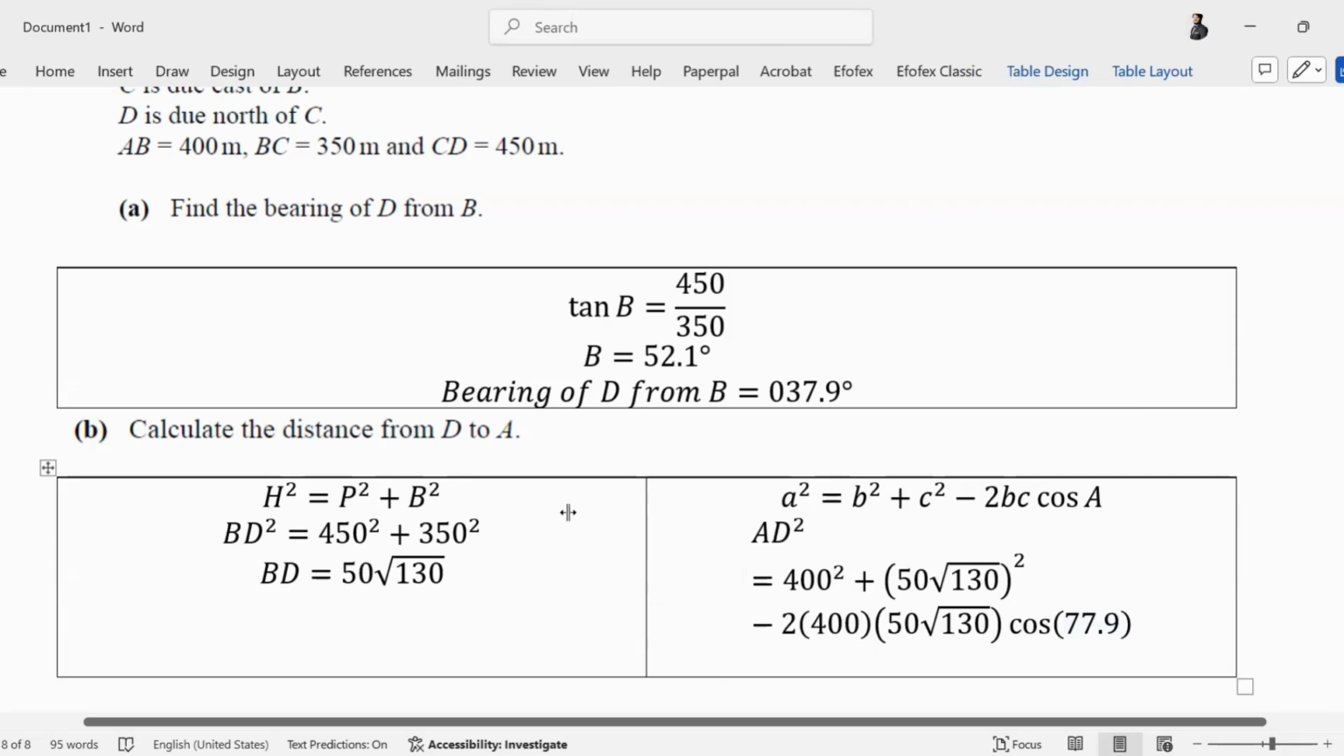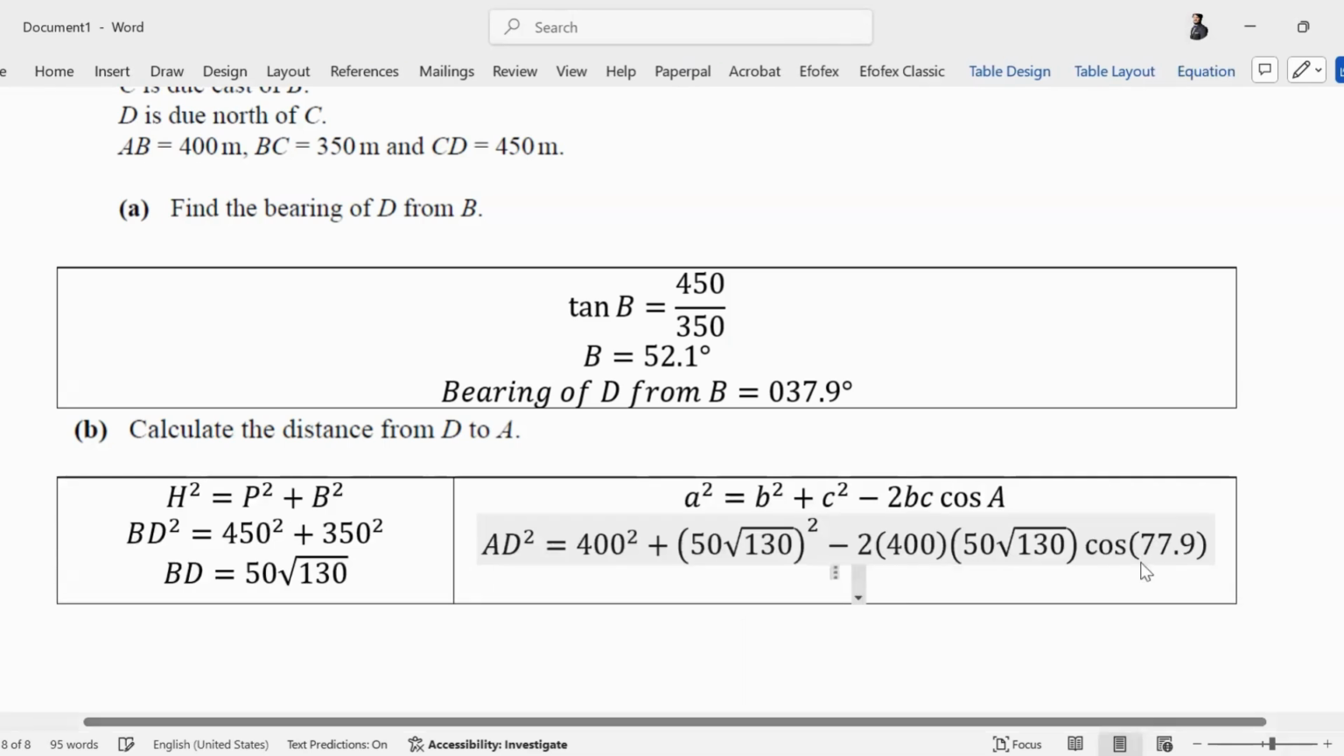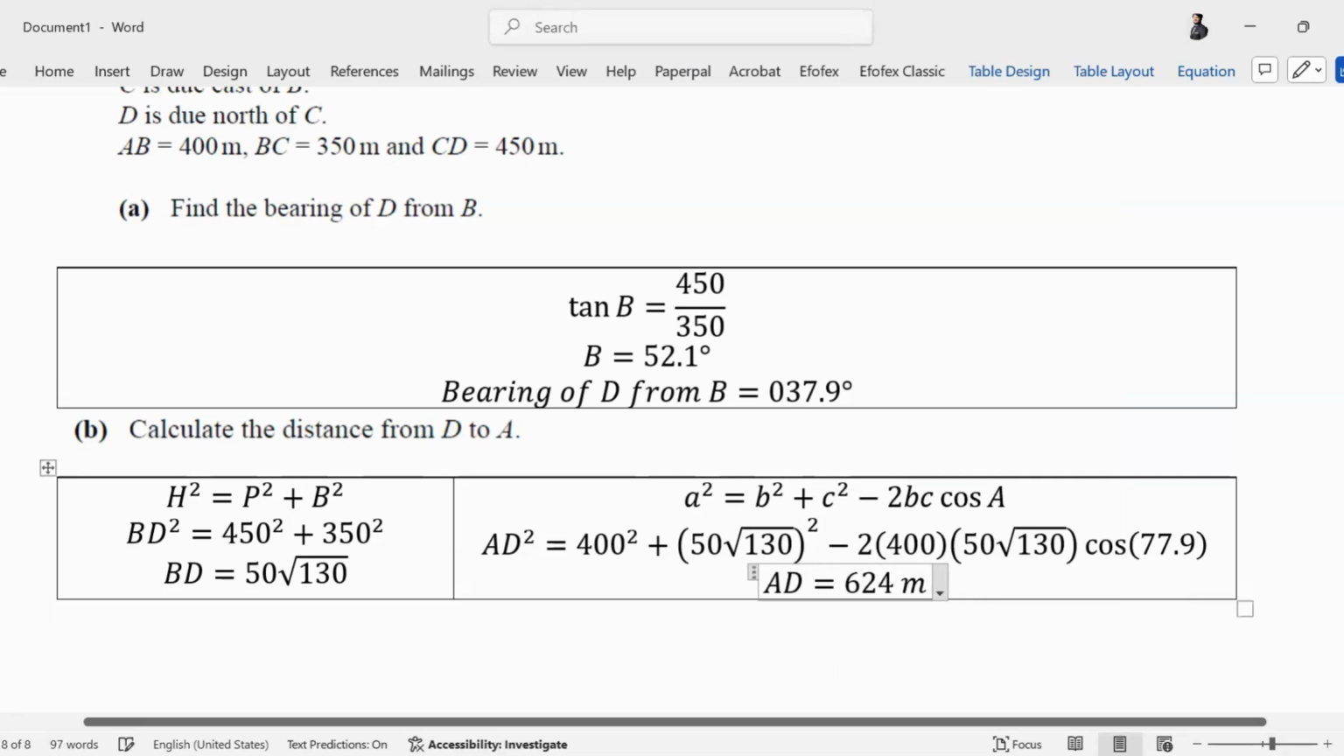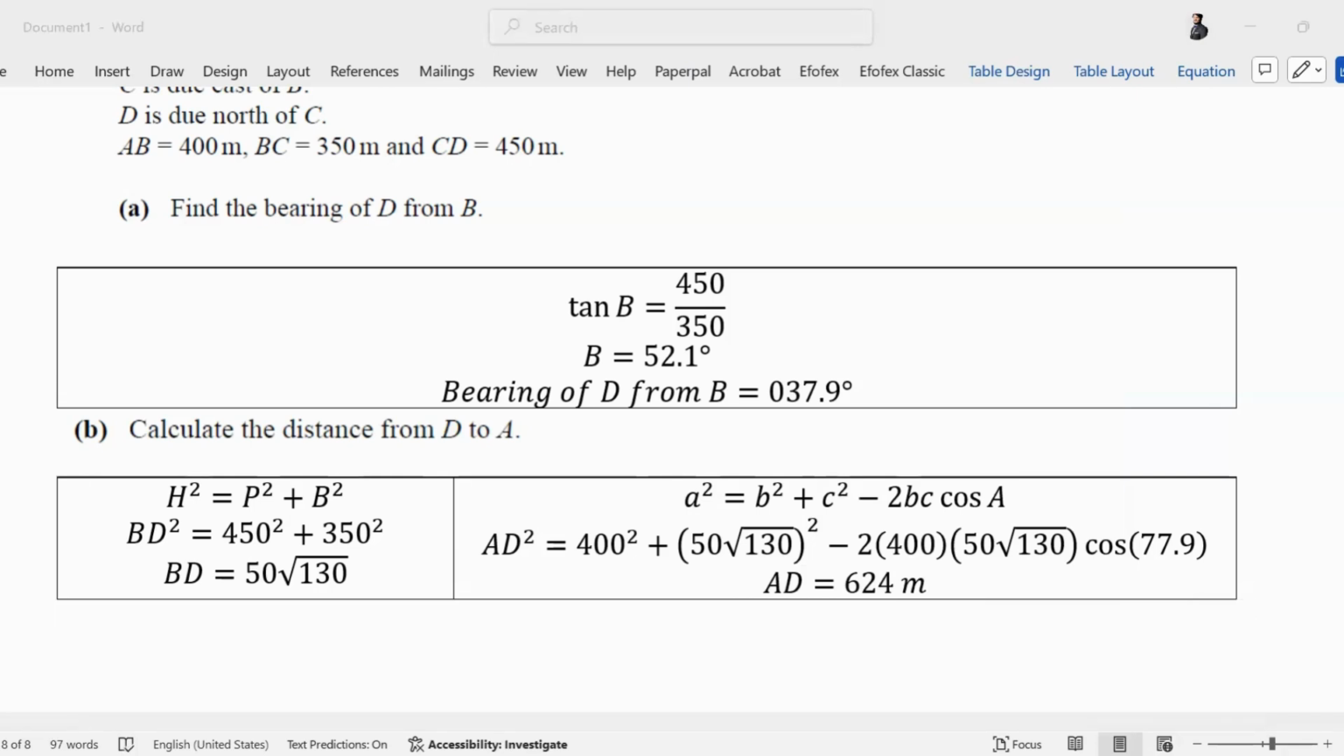Now this is a step that we must show, that is how we plug in all the relevant values, and we will square root the entire thing to get the answer using the calculator smartly. 400 squared plus 50 root 130 and this is squared minus 2, 400, 50 root 130, come out of the under root, close the bracket, cos of 77.9, and you get your value 624 meters. So this is the length of A to D.